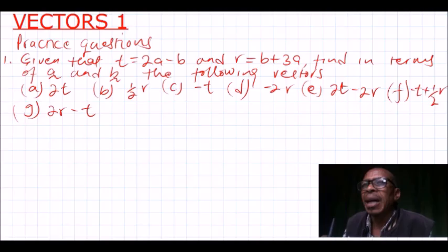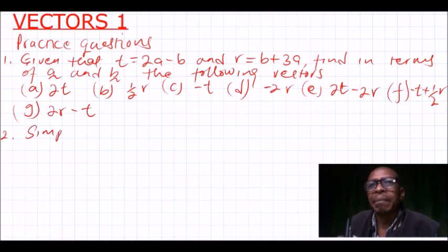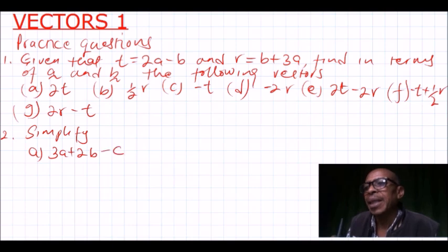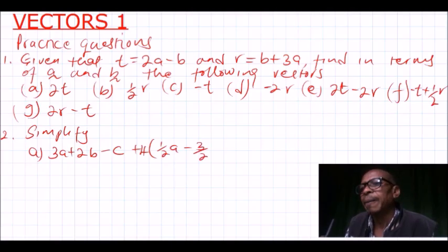Then we have another question here. We can say simplify. We have A, 3A plus 2B minus C plus 4 into bracket a half A minus 3 over 2 C, then plus a third of 6A minus 9B. You can simplify that.